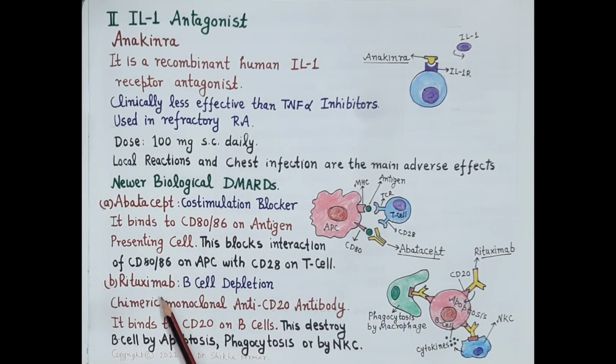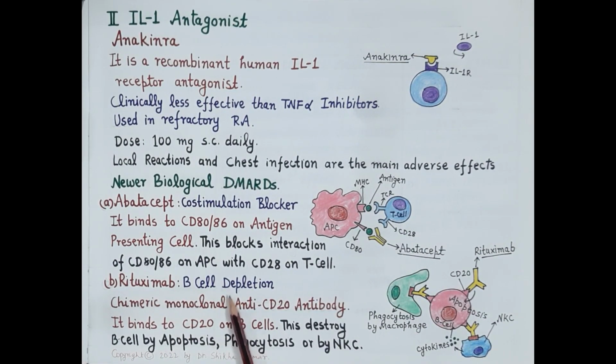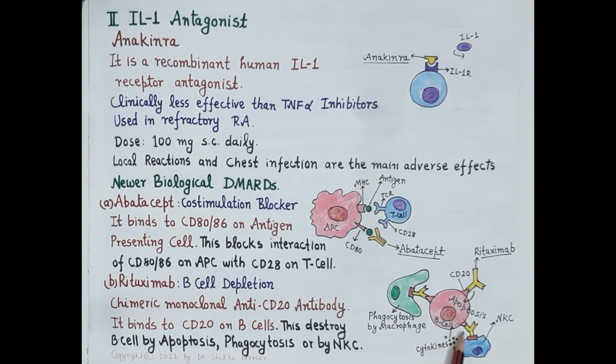Another newer DMARD is rituximab. Rituximab destroys and thus depletes the B cells. Now, look at this figure. In the center is the B cell, a B lymphocyte. Now, CD20 are the B cell differentiation markers. Now, rituximab, shown here in the yellow color, binds to these CD20 markers.